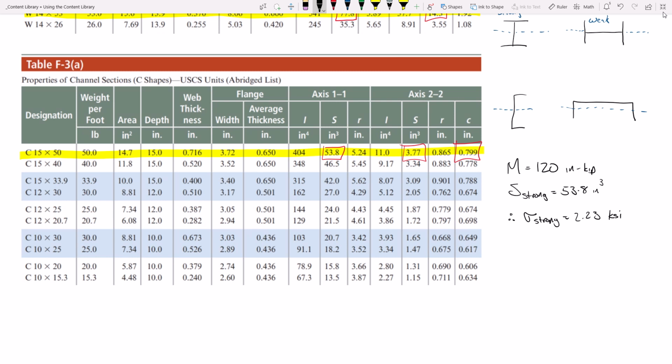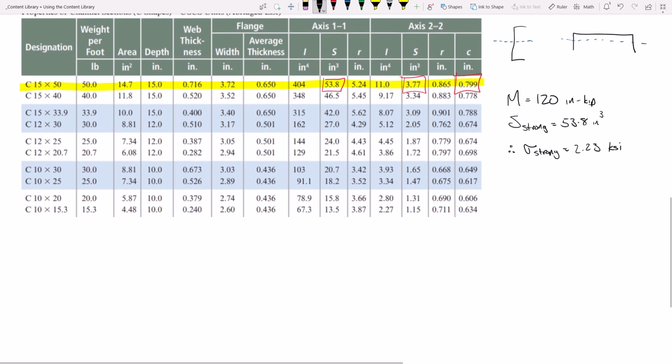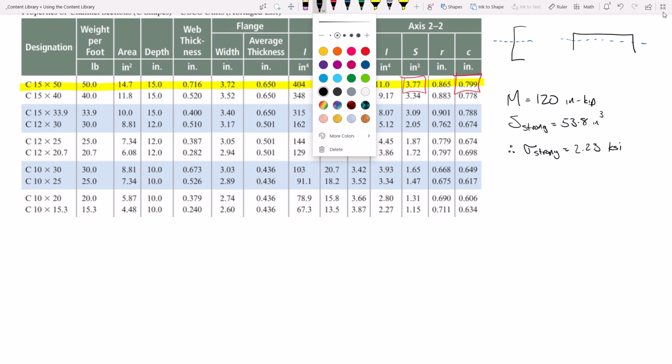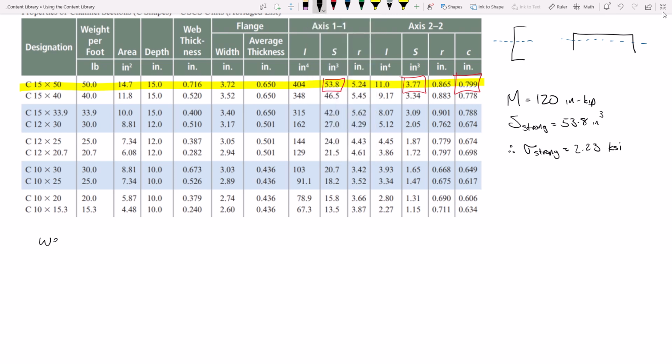Now, for the weak axis, this is what I'm going to do because I think it's easier to follow. What we are told in the textbook, and you can follow this along on page 1094 in the textbook, is for the weak axis, here's what we've got. So we know that the moment of inertia is this value right here, which is 11.0 inches to the fourth. And we've also been given this C value, which is 0.799 inches.